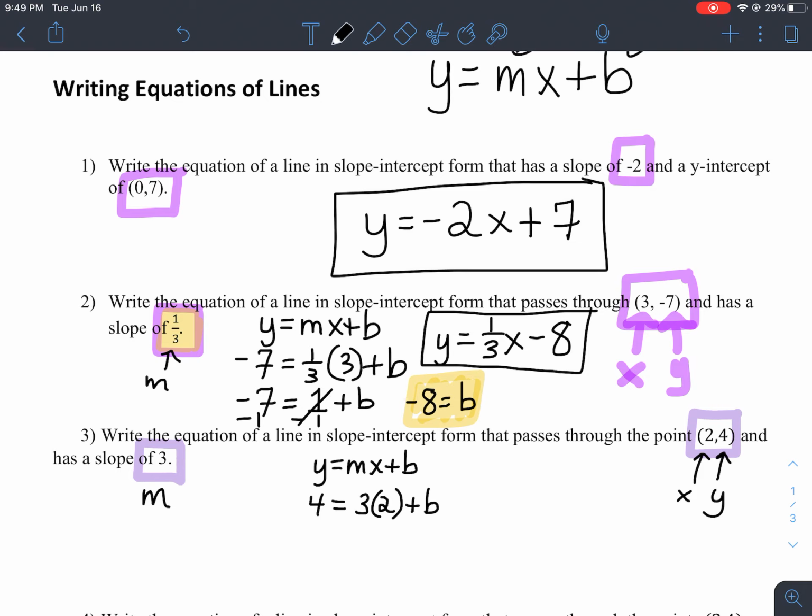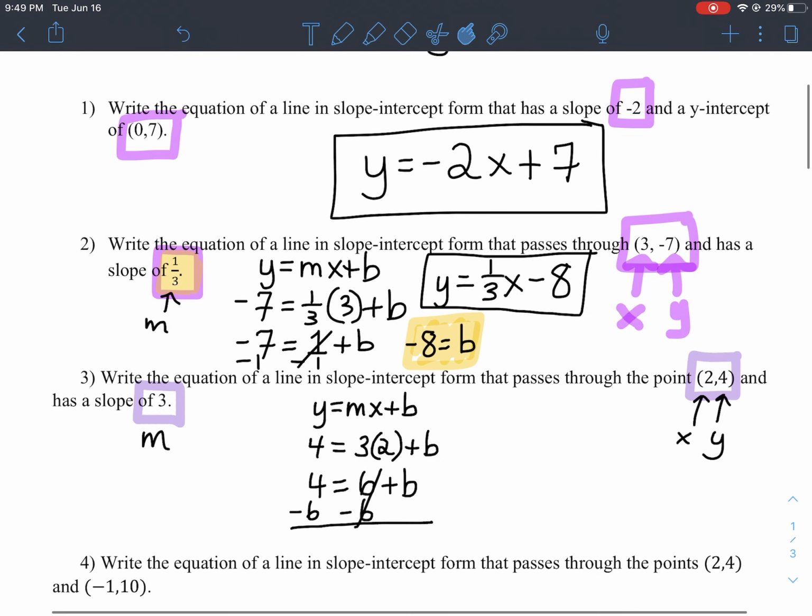So now we need to figure out what b is. So we can do 3 times 2, which is 6. And then we just solve for b, use the one-step equation. Inverse operations say to get rid of positive 6, we must subtract 6 from both sides. So therefore, b equals 4 minus 6, which is negative 2.